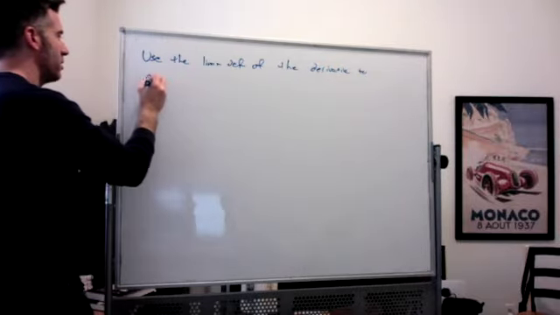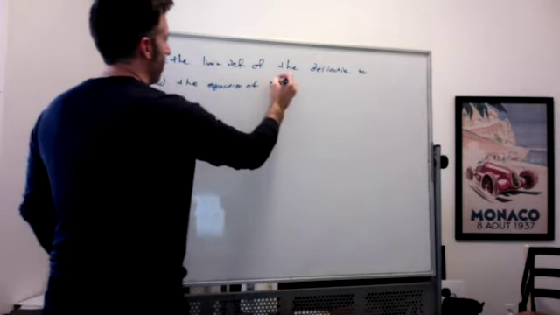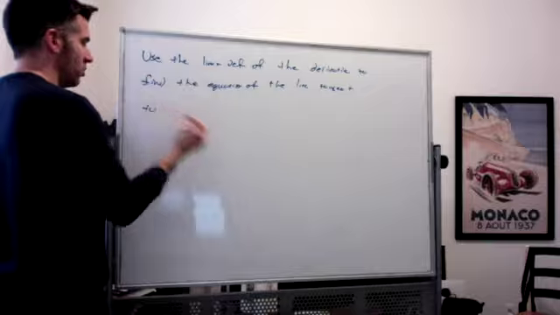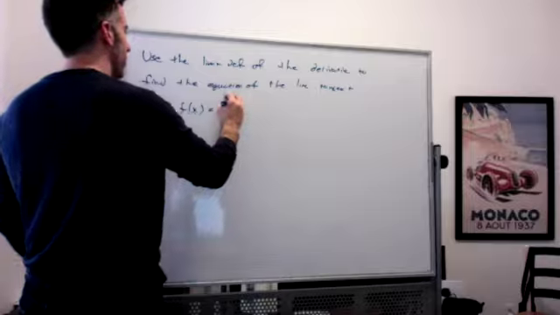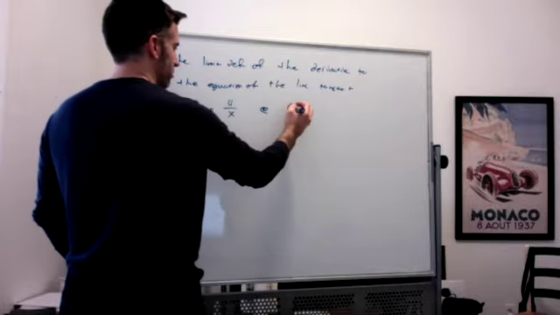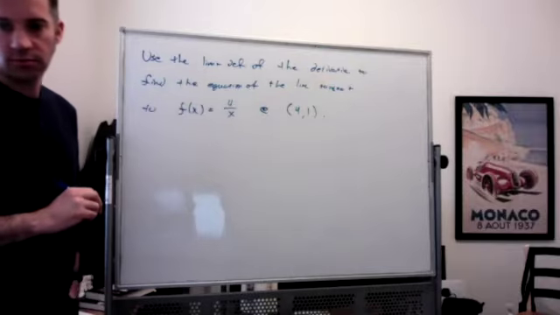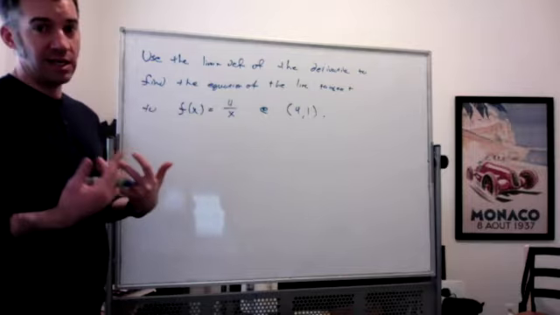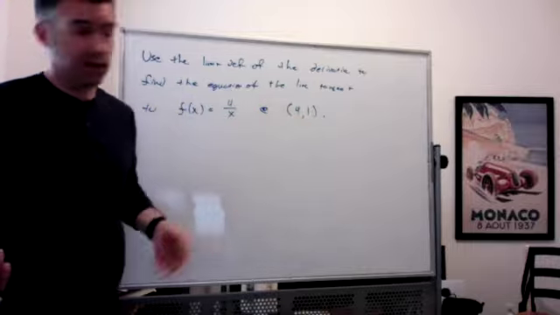To find the equation of the line tangent to, let's say, f of x equal to, let's be fun, 4 over x at the point, sure, 4 comma 1. Let's do that. So we're trying to find the equation of a line, meaning we need a point, got it, and a slope. We don't have it, but we know how to find it.